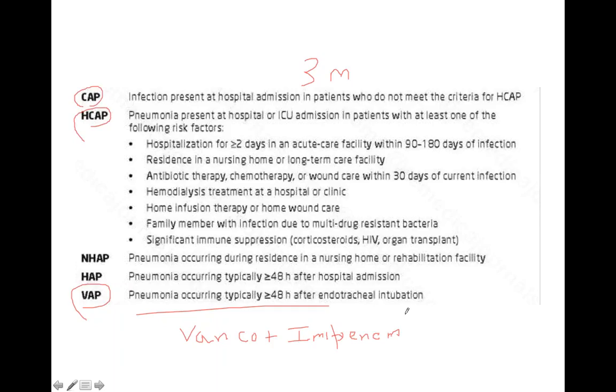So how can we prevent VAP, ventilator associated pneumonia? This is also very important. If the patient is on a ventilator, what we will do is raise the head end of the patient. We will keep the patient in a semi-recumbent position, raise the head end by 45 degrees. Okay, elevate the patient. This is important. So this is how we prevent VAP.